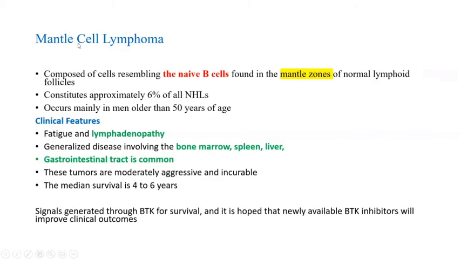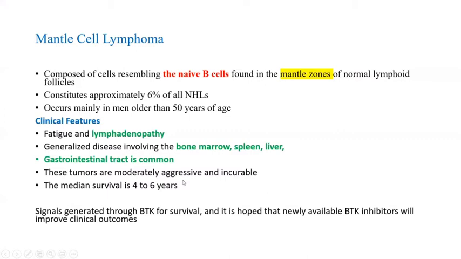Now coming to mantle cell lymphoma. I discussed the naive B cell earlier. Naive B cells are present either in peripheral blood or in the mantle zone of the lymphoid follicle. So the cell of origin is the naive B cell in the mantle zone, and it comprises 6% of all non-Hodgkin lymphoma. It affects elderly males around 50 years of age, and the most common presentation is lymphadenopathy, but it can also involve bone marrow, spleen and liver, and GIT involvement is very common. It is moderately aggressive. It is not very aggressive, but it's not indolent either. And the mean survival is 4 to 6 years.